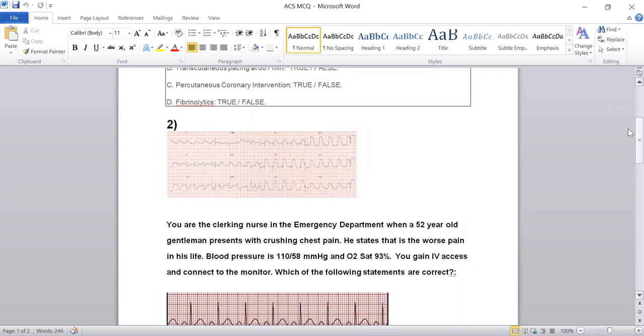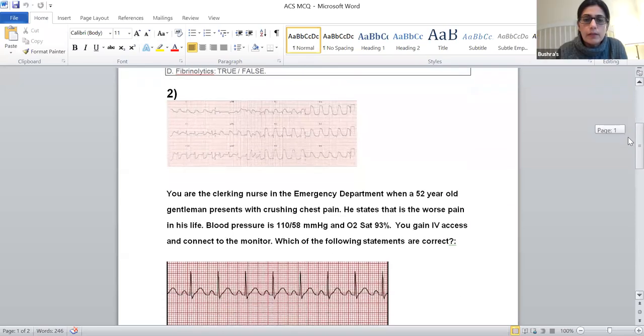The 52-year-old gentleman presents with crushing chest pain. He states that this pain is the worst pain he could ever have. Blood pressure is 110 over 58 and SATs are 93% on air. It doesn't say whether he was on oxygen or not. You gain IV access and connect to the monitor. Which of the following statements is correct?